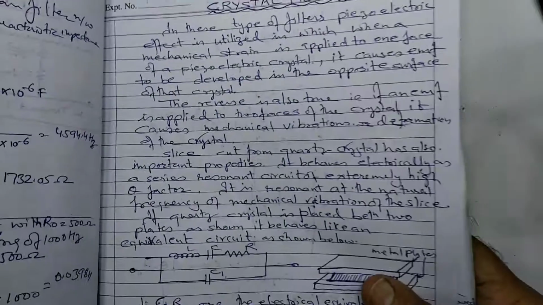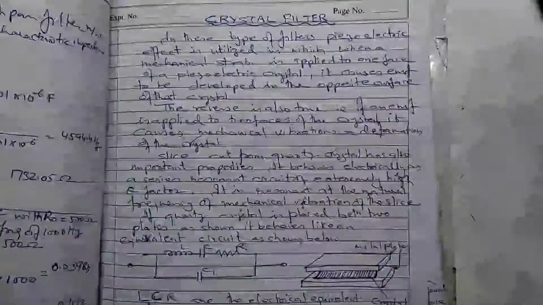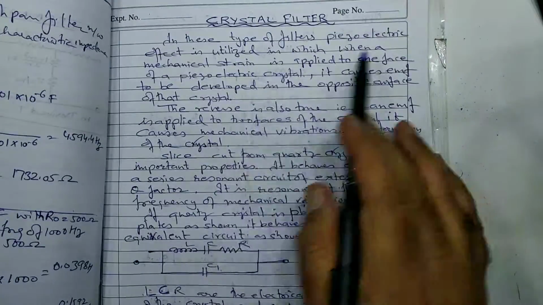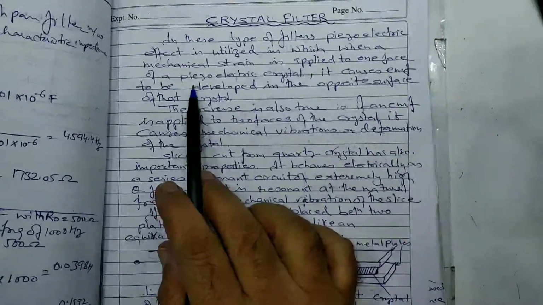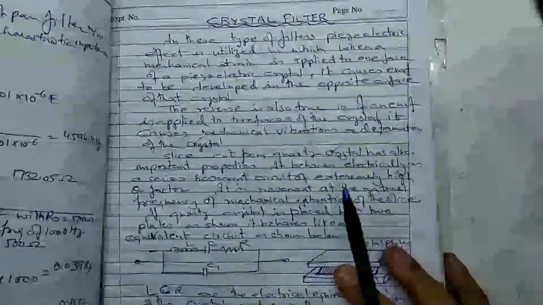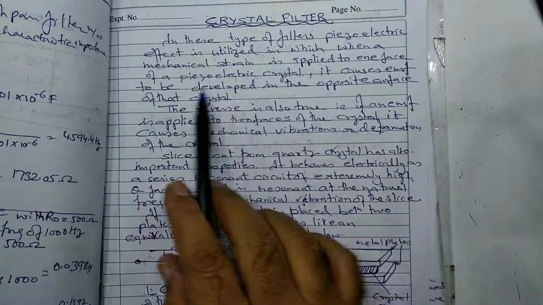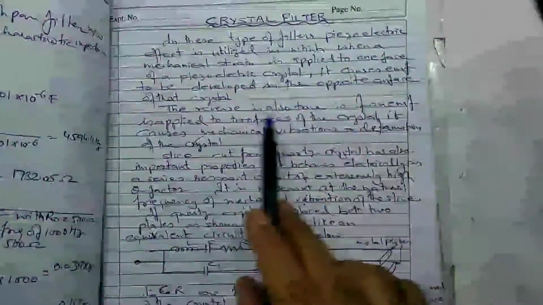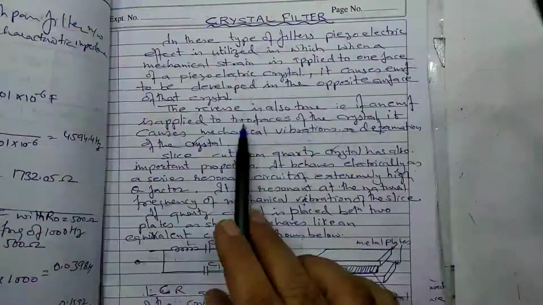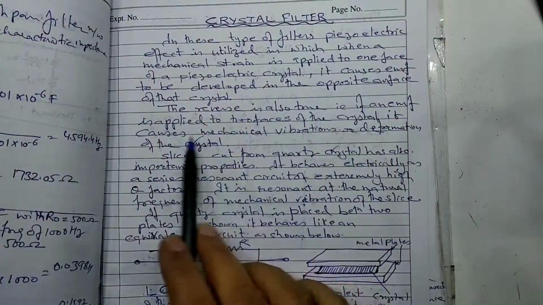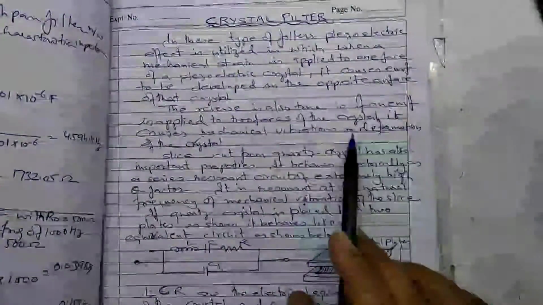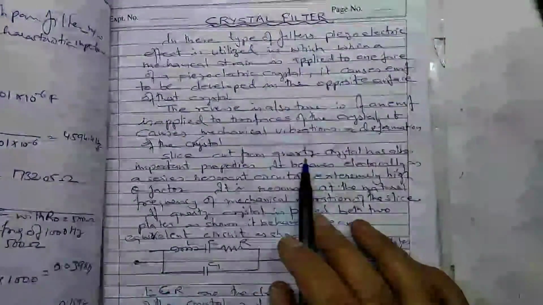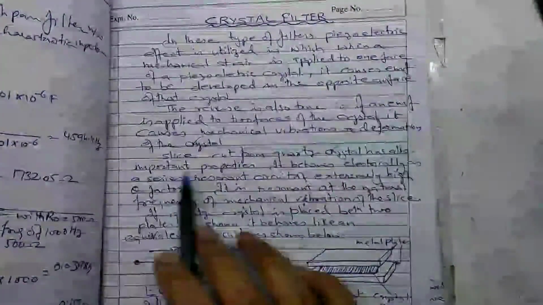What are crystal filters? In these types of filters, the piezoelectric effect is utilized, in which a mechanical strain applied to one face of a piezoelectric crystal causes an EMF to be developed on the opposite surface of that crystal. The reverse is also true. If an EMF is applied to the two faces of the crystal, it causes mechanical vibrations, that is, deformation of the crystal.